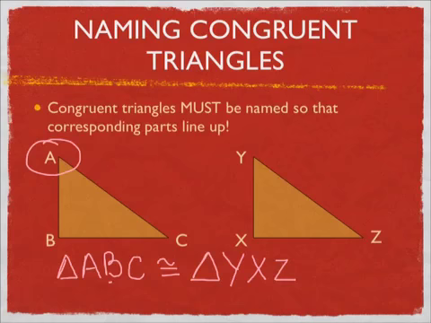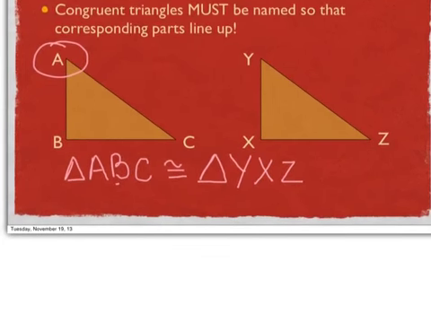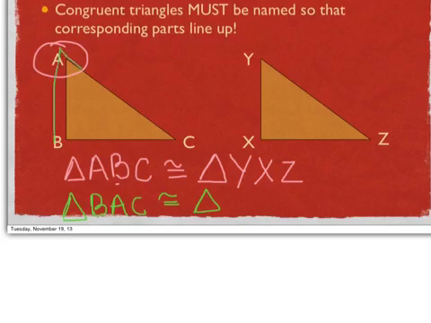Okay, let's try it a different way. Somebody name that first triangle for me a different way. BAC. Okay, BAC. So if we called the first triangle BAC, what would we have to call the second triangle? XYZ, yep. Because we went from B to A to C, so then we would have to go from X to Y to Z. You have to follow the same path.